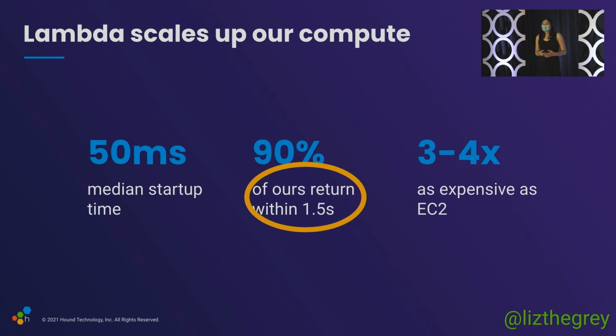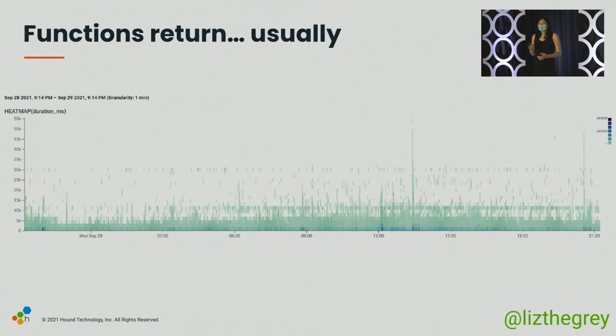OK, the next thing. 90% of queries return within 1.5 seconds. Anyone want to take a guess as to how bad that remaining 10% can get? The answer is some Lambda functions take as long as 30 seconds to return. Some never come back to us. And it turns out that's not a great thing when you're trying to return results in less than 10 seconds.